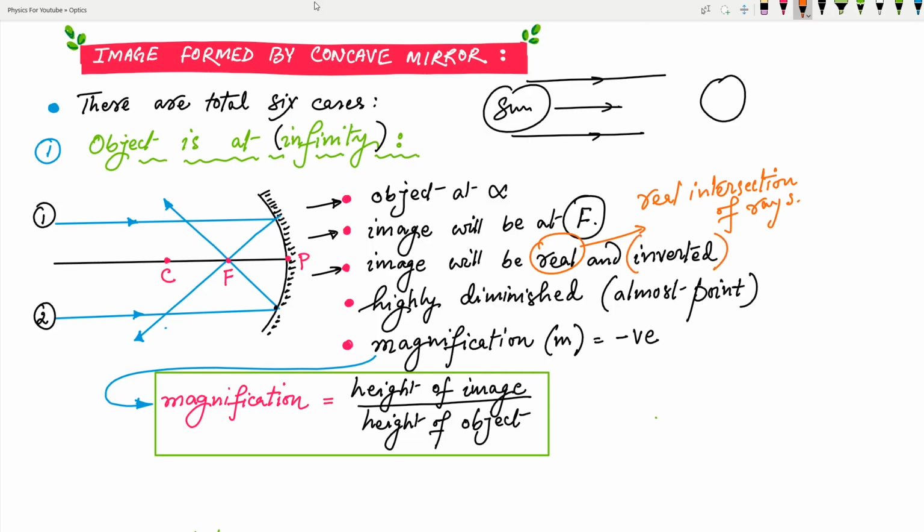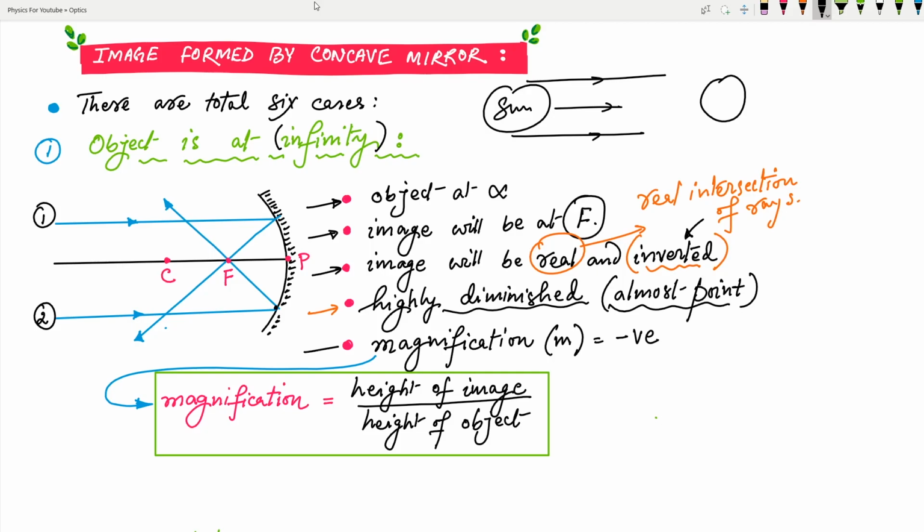Now the image that will be formed will be inverted. I cannot show here how the image is inverted, because look at the fourth point. It says that the image will be highly diminished, almost a point. So it's very difficult to show a point object that is inverted. So don't worry, things will get clear. This portion will get clear when I discuss the next case, where the image size will not be a point. In that case I can explain. So remember one thing, whenever the image is real, you will get an inverted image.